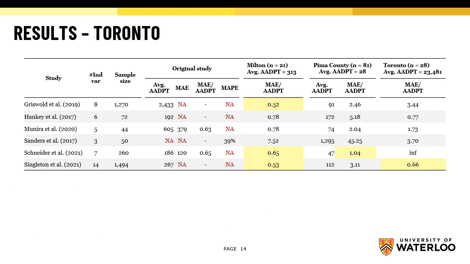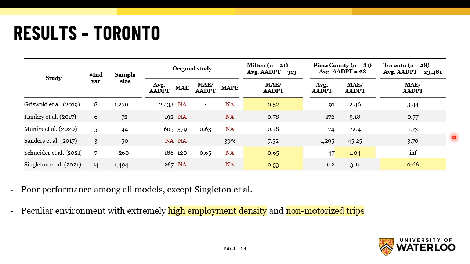Here we have Toronto. We observed a poor performance among all models, except for the model of Singleton, which presented a reasonable result. As I mentioned before, these sites are in downtown Toronto, a peculiar environment with extremely high employment density and a lot of non-motorized trips. So that's why we believe this transferability was not adequate.